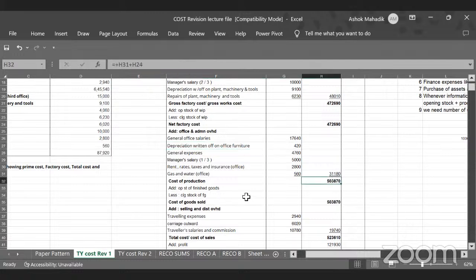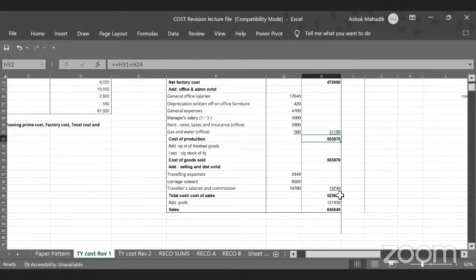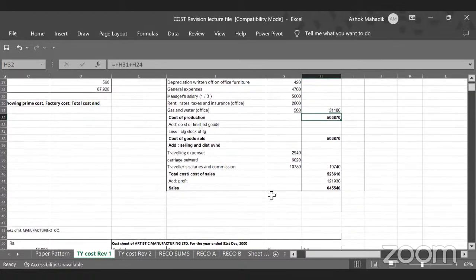Then opening stock of finished goods minus closing stock of finished goods. This was a very basic sum. So we get cost of goods sold. Then selling and distribution expenses, we get total cost. Add profit, we get sales. Sales was given, so profit is your balancing figure.